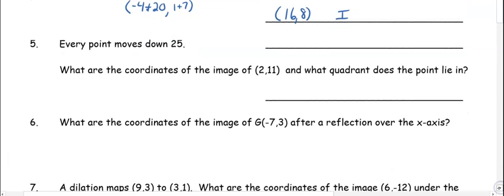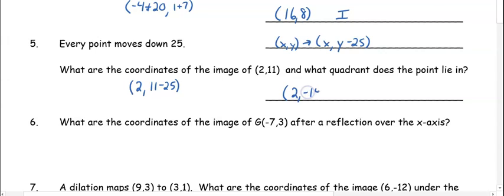In number 5, every point moves down 25, so we're going to have x, y changes. There is no left or right movement, so we're going to leave it as an x. And then we have y minus 25. So when we put in our coordinates, we would have 2 for x, and for y, we would have 11 minus 25. So our coordinate would be at 2, -14. When the x is positive and the y is negative, that is going to be in quadrant 4.